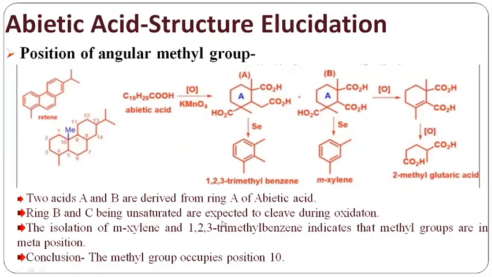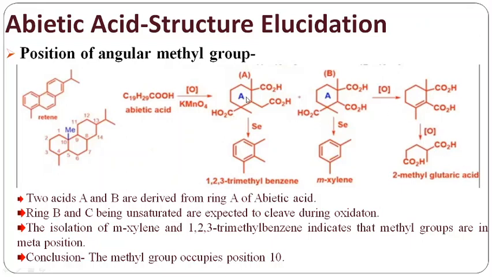Next we assign the position of the angular methyl group. Abietic acid is again subjected to a series of chemical reactions. As you can see here, abietic acid on oxidation with potassium permanganate results in the formation of 2 dicarboxylic acids, 1 and 2, A and B. These two acids on oxidation convert into this type of tricarboxylic acid, and then on further oxidation, 2-methyl glutaric acid is obtained.